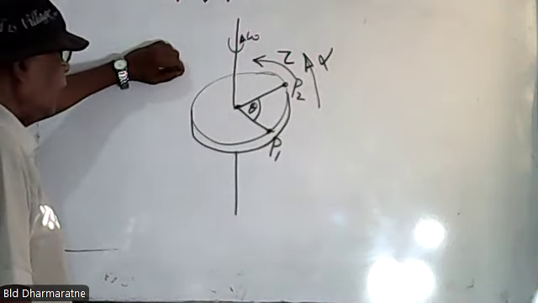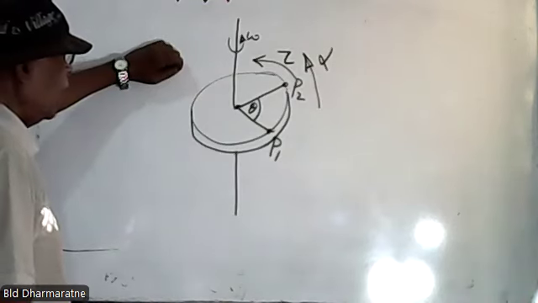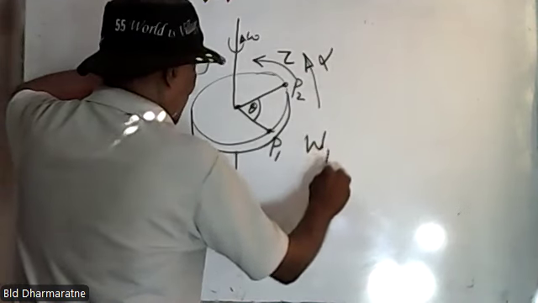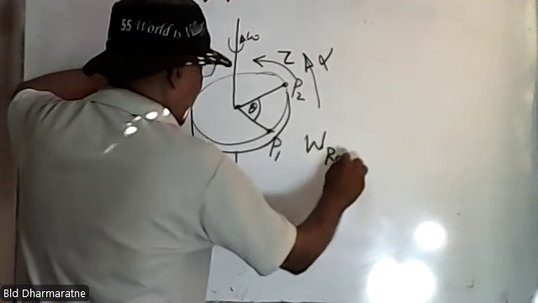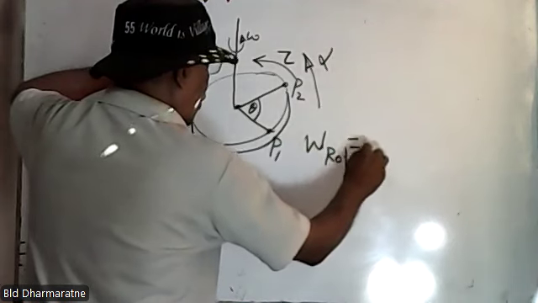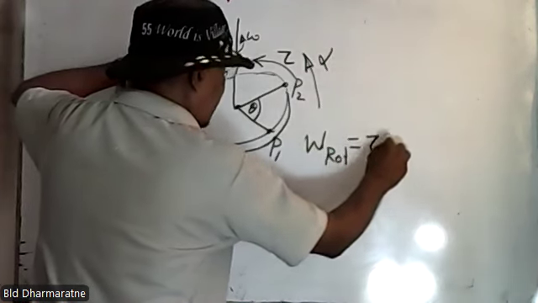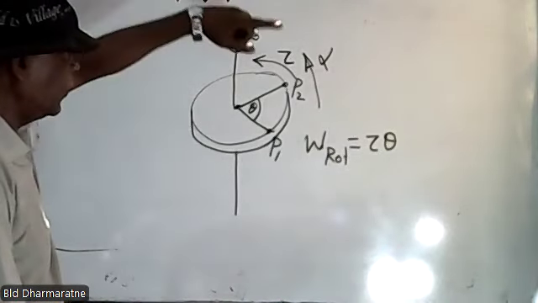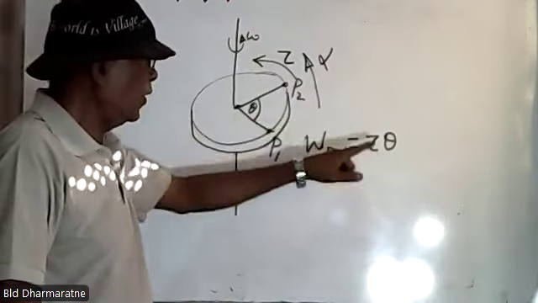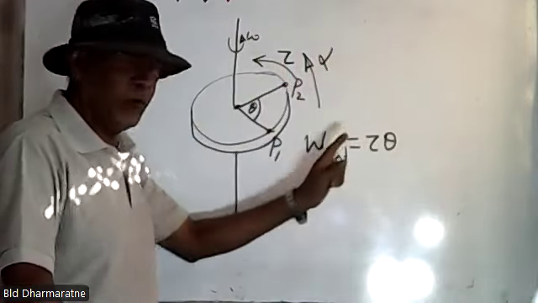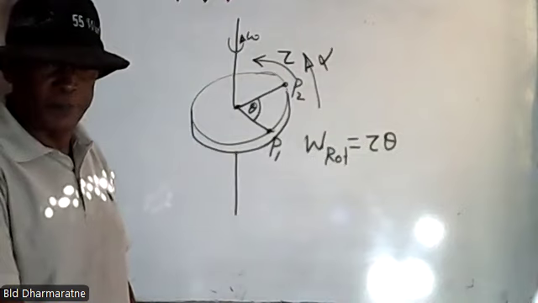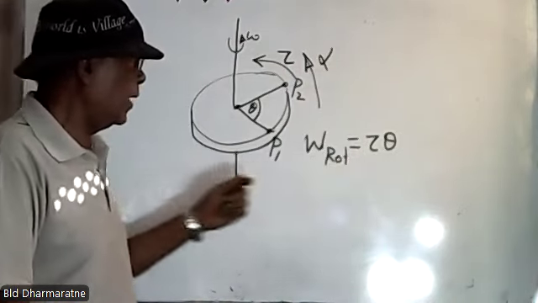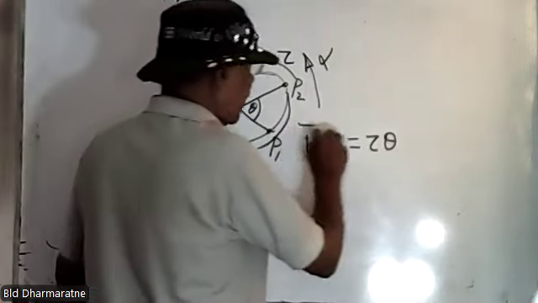Then in the angular condition, the rotating work done equals tau into theta. Instead of force in the linear condition, here we use tau. So W equals tau theta.